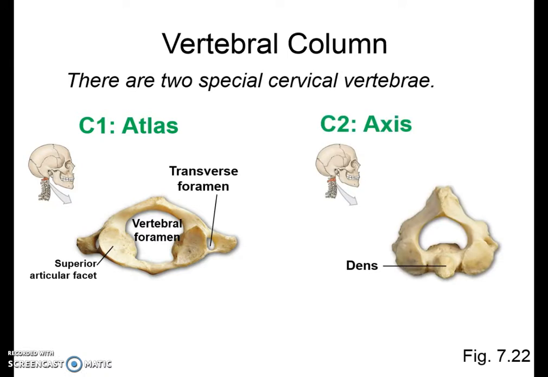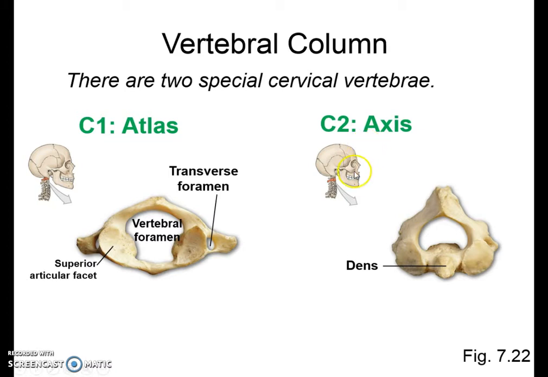Now the second special cervical vertebra is C2. So the second in line. So right there, the second one. C2 is called the axis. So axis is like a turning point. You have axles on your car, for instance, where the wheels turn.